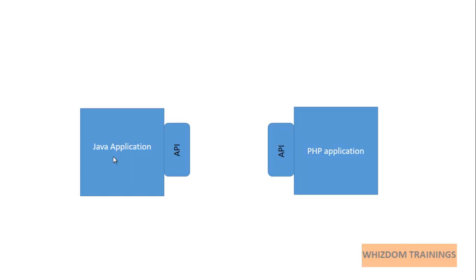Both of these have a thing called an API, and that API is actually communicating with each other. This API is making the request call. This API is making a response. Right? So this is why we need these web services.